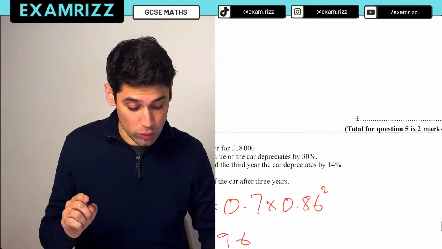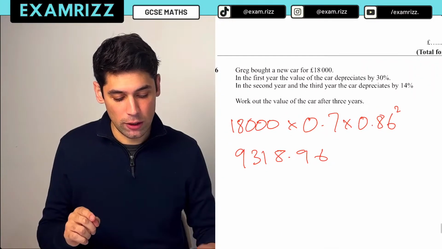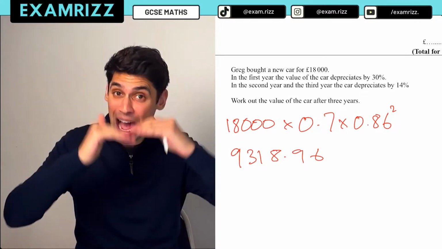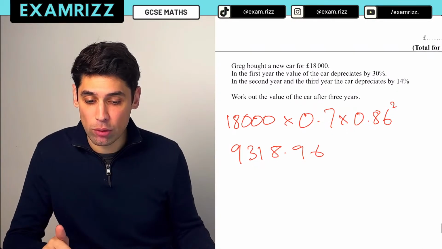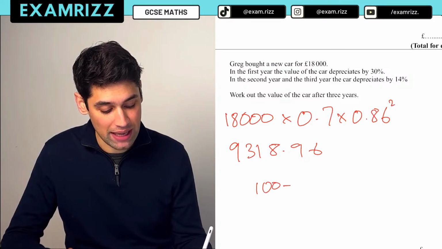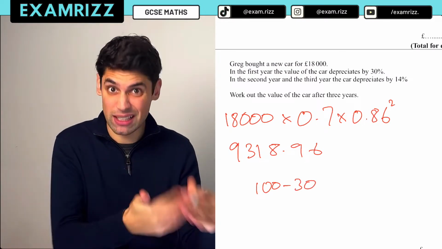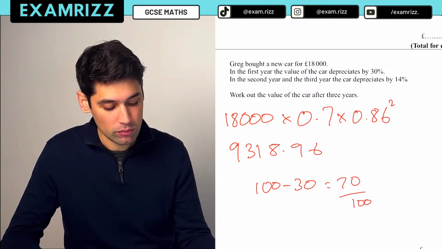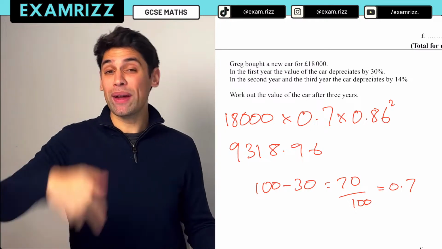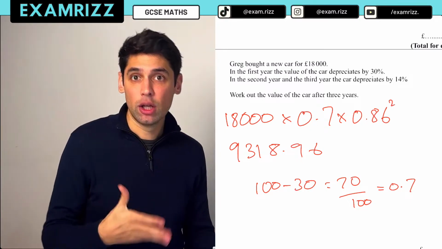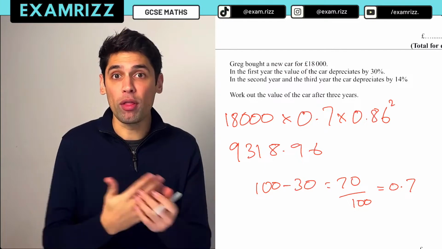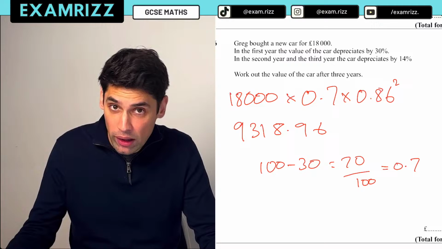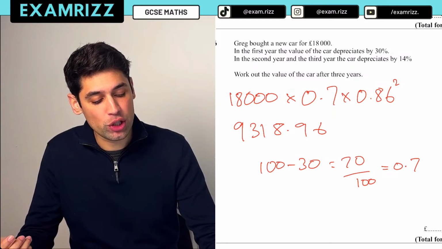So the decimal multiplier function is really important to understand. So the first year, the value of the car depreciates by 30%. So that means it goes down by 30%. The way we work out decimal multipliers is we do 100 take away 30%, because that's the depreciation percent, which is 70. And then we divide that by 100, which is 0.7. So when something depreciates by 30%, you can multiply it by 0.7 to figure out what that 30% depreciation is. The reason why it's 0.86 as well is because in the second and third year, the car depreciates by 14%.